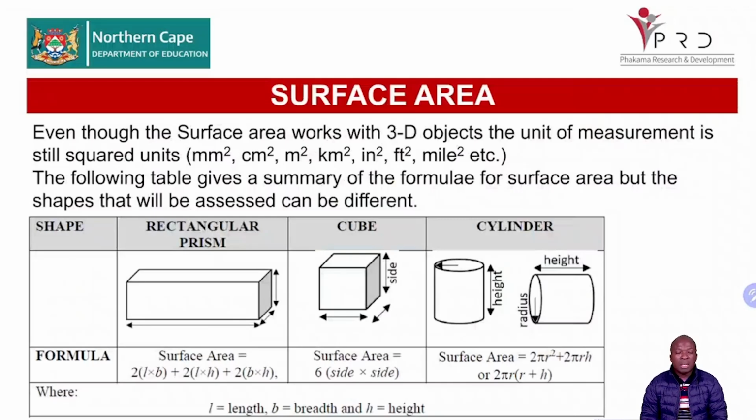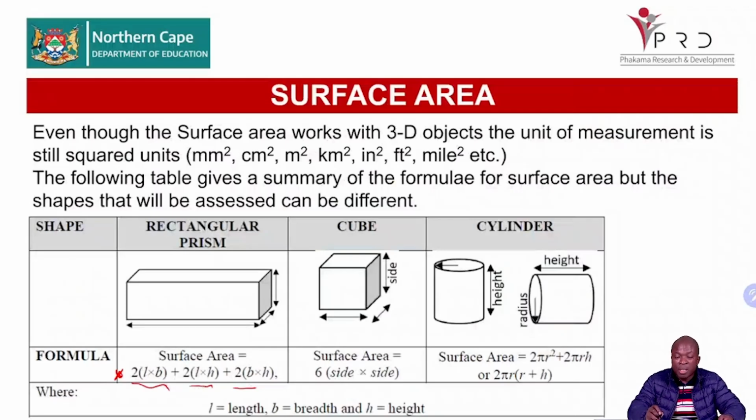Okay, so in examination, the examiner most definitely will give you the formulas. So this is the formula if the shape is a rectangular prism, like a duster. That's a rectangular prism. So you see that we have 2 of length times breadth, 2 of length times height, and then 2 of breadth times height. If the shape is a cube, you find that all the sides are equal. So it's going to be 6 times the side by side.